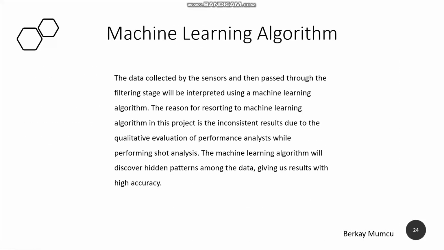Machine learning algorithms include different analysis methods. Classification, clustering, and regression are these methods. It was decided to use regression applications for our problem. The reason for resorting to a machine learning algorithm in this project is the inconsistent result due to quality violation of the performance analysis while performing shoot analysis.